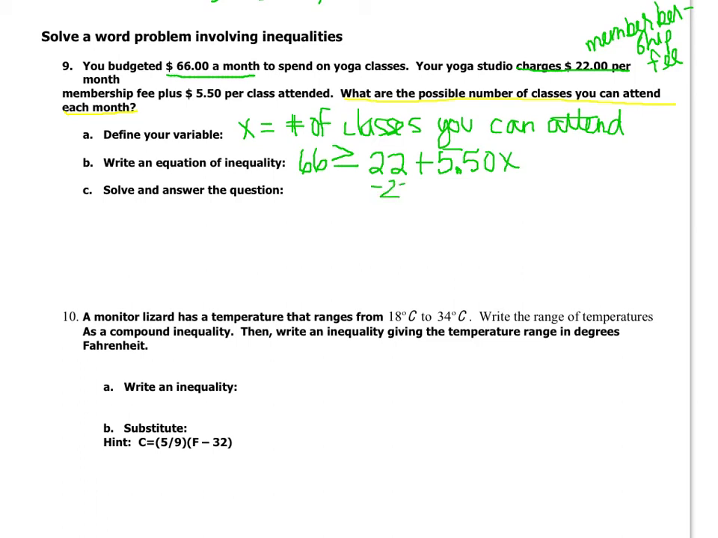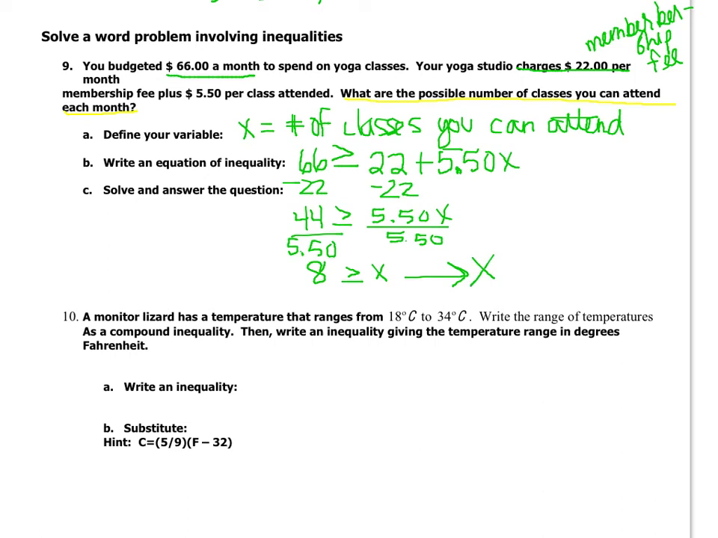The next part says solve and answer the question. So I'm going to solve this by subtracting 22 from both sides. So I have 44 is greater than or equal to $5.50 times x. Divide both sides by $5.50, and I keep my sign exactly the same because I did not divide by a negative. And this side becomes 8. So I'm going to flip this around to make more sense: x, the number of classes I can attend, has to be less than or equal to 8. So you can attend at most 8 classes.